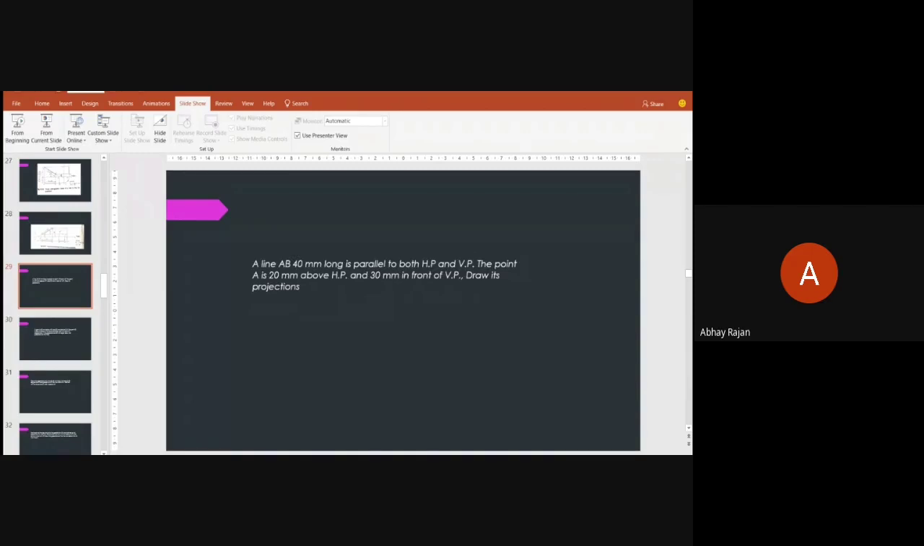A point P is 30 mm below HP and 25 mm behind VP. The point Q is also situated at the same distance from HP and VP respectively. If the projectors are 80 mm apart, draw the projections of the line. So this is the question.